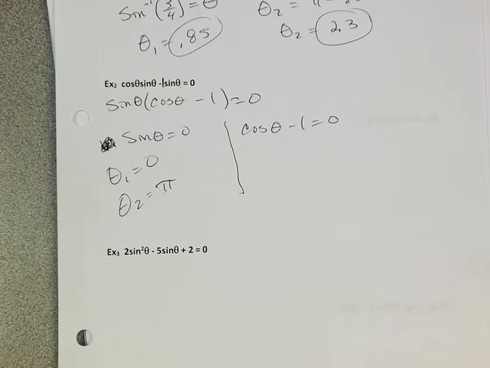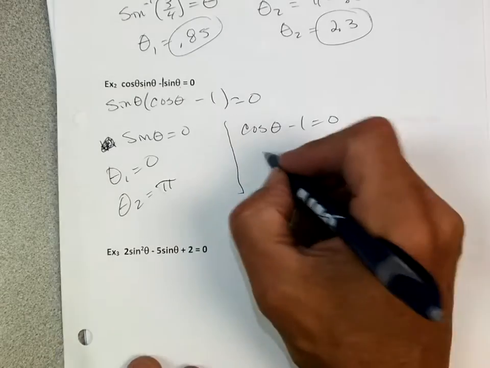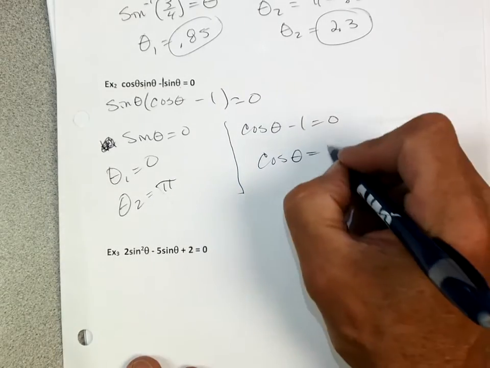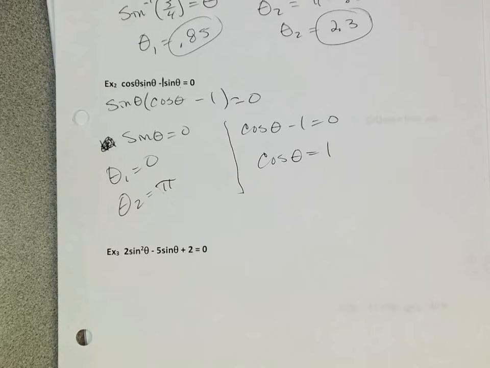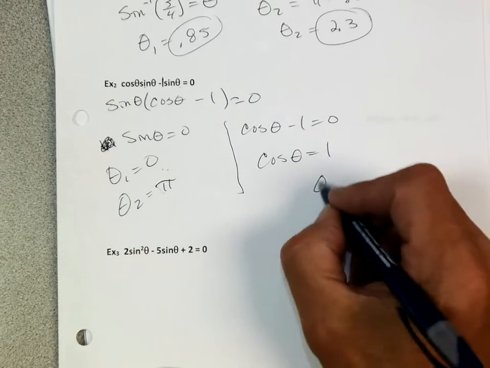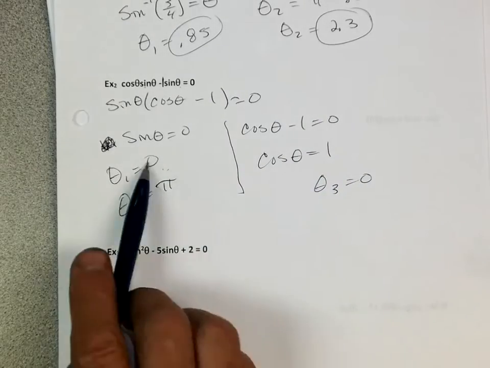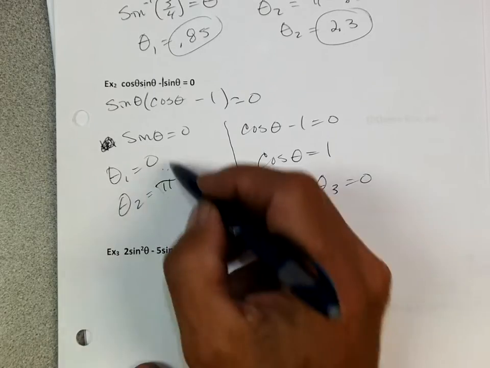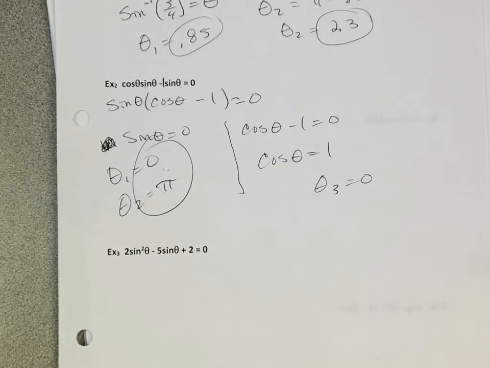Second one, we're going to go ahead and bring over the 1. Cosine of theta equals 1, okay? Cosine's the x value. Where's the x value at 1? At 0, and that's it. So we've already counted 0. You could put theta 3 as 0 if you want to, but it's already been counted, hasn't it? So you really just get those two answers.